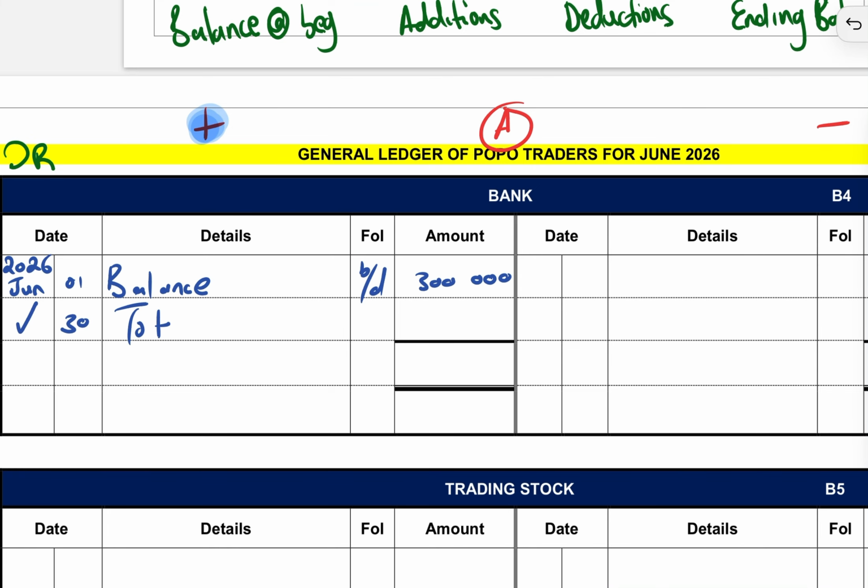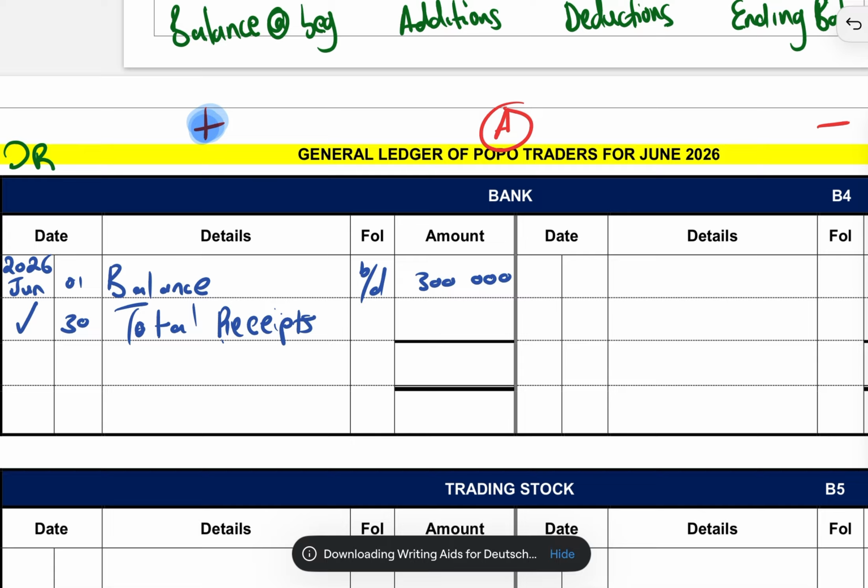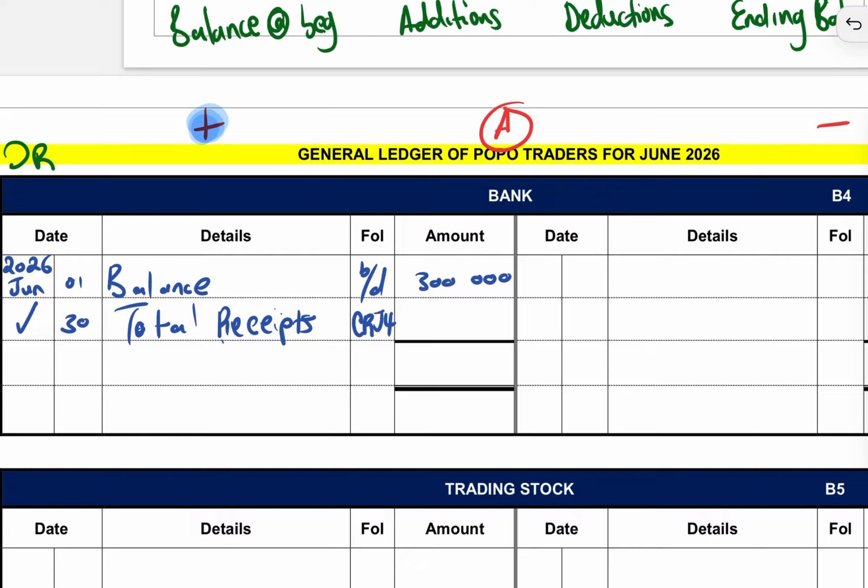This is the money that was received during the month, so we record it as total receipts. Okay, from which journal was this money received? From CRJ number 4. Why CRJ number 4?